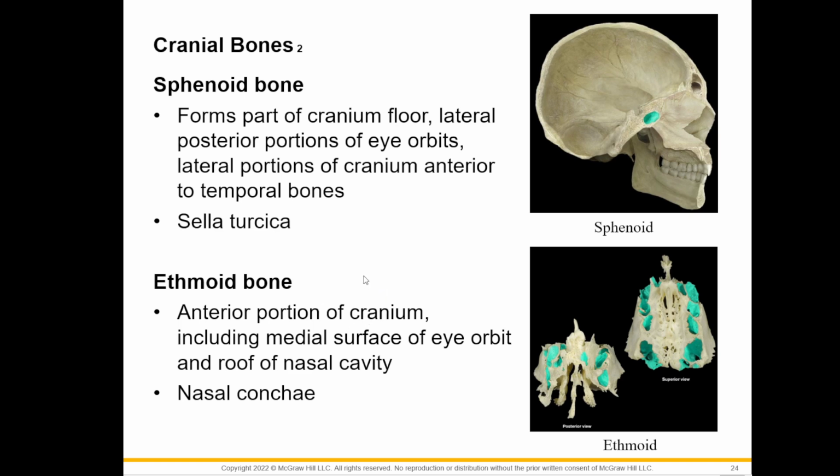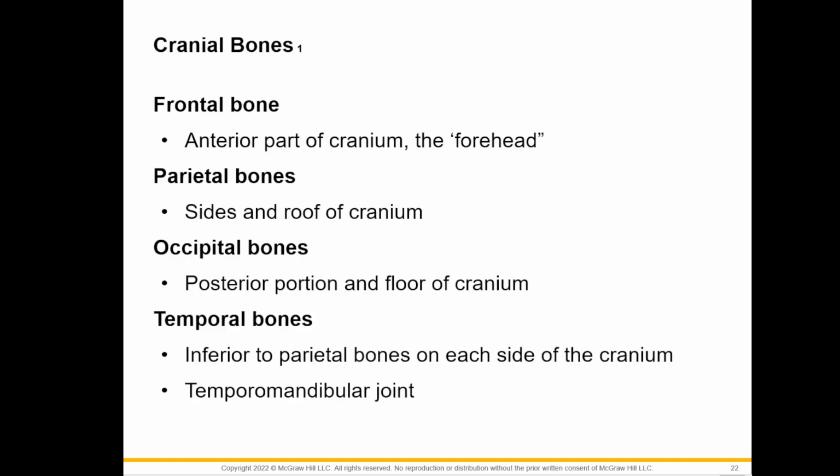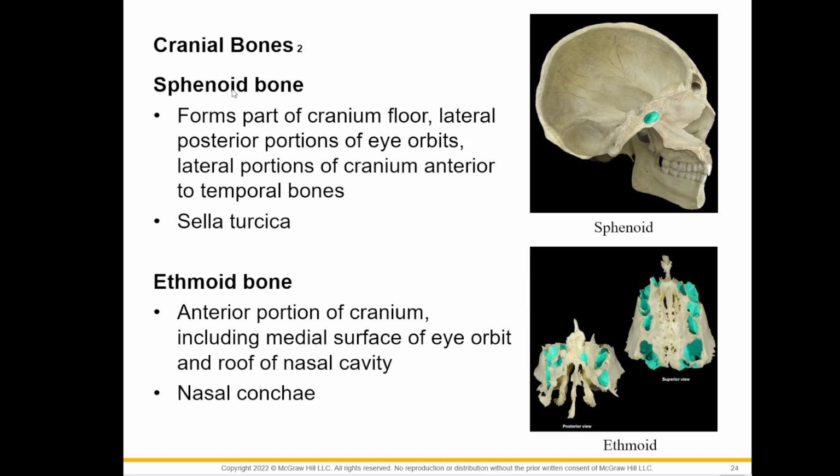Okay? Lastly, in the cranial bones, we have the ethmoid bone. It is also found in the anterior portion of the cranium, and it forms the medial surface, or medial meaning in the middle of the eye orbits and the roof of the nasal cavity. Okay? And they form the nasal conchae, if you still remember. So now that we're done with the cranial bones, so again, frontal, parietal, occipital, temporal, those are the paired bones, and then we have two unpaired, sphenoid and ethmoid.